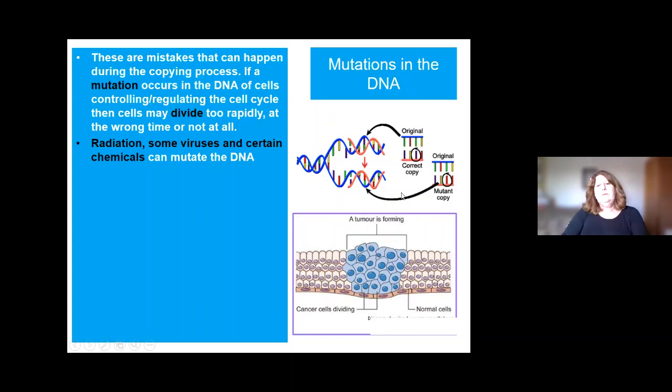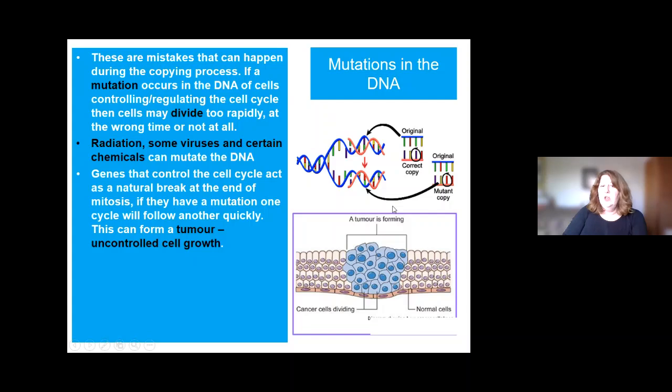Ultimately you might have uncontrolled cell growth, which leads to a tumour forming. What sort of things cause these mistakes or mutations? Well, it's things like radiation, viruses, certain chemicals. They can all cause mutations.